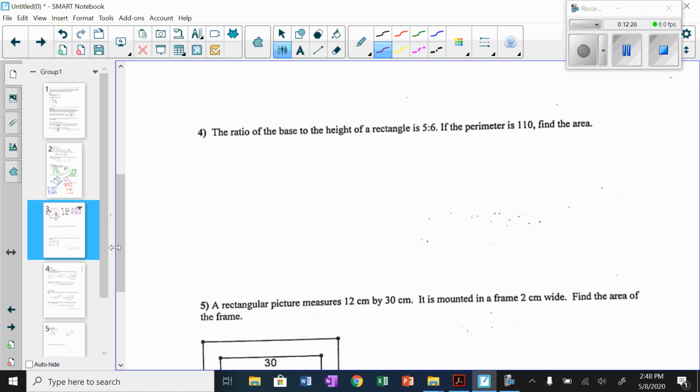Okay, so it says the ratio of the base to the height of a rectangle is 5 to 6. If the perimeter is 110, find the area. So I'm going to draw my own diagram here. The ratio of the base to the height is 5 to 6.